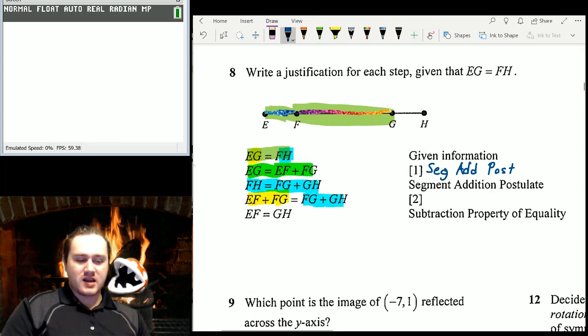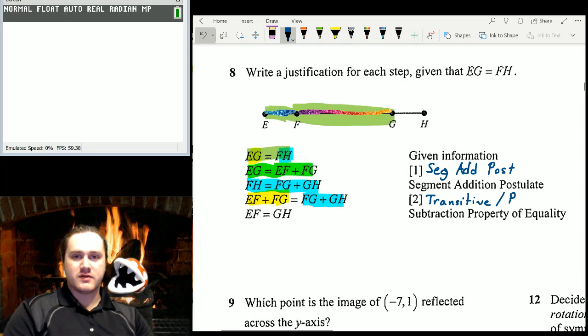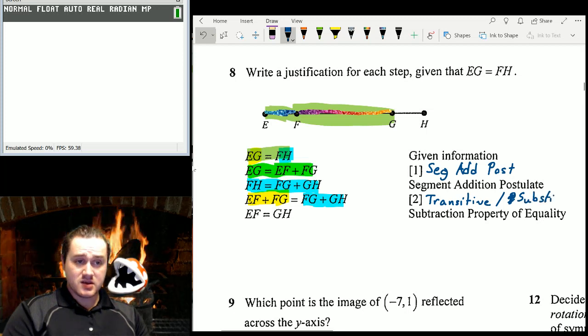So again, it kind of can be interpreted two different ways. This would really be transitive property, but you could also make the case that it's substitution. So either one of those, again, basically either of those ones is meaning that you are replacing a portion of the actual problem. So for this case, yeah, we'll go with either of them. So I will say transitive or substitution. Again, look at your answer choices and see which one actually works best.